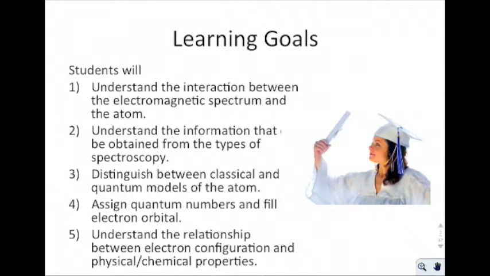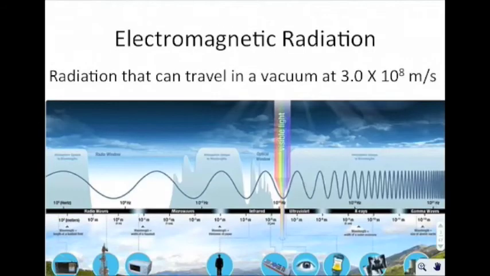The learning goals are that you understand the interaction between the electromagnetic spectrum and the atom, that you understand the information that can be obtained from the various types of spectroscopy, that you distinguish between classical and quantum models of the atom. You should be familiar with that already. You should be able to assign quantum numbers and fill electron orbitals. You should have a general understanding of that, but maybe not quite to the level that we need. And you should be able to understand the relationship between electron configuration and physical and chemical properties.